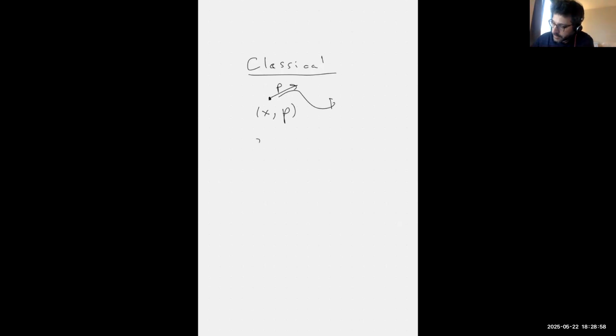Now, in quantum physics, the way you would describe a particle like this, say an electron or an atom, is not as a localized particle, but instead as something that's spread out in space, like a wave.